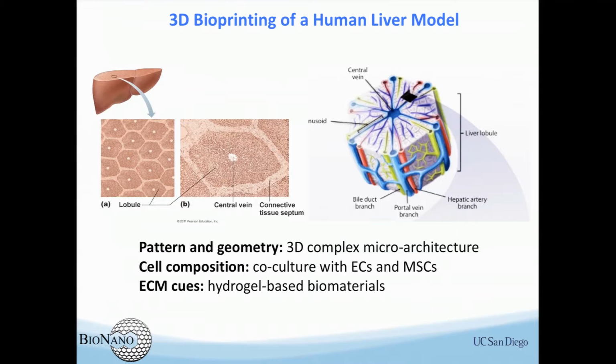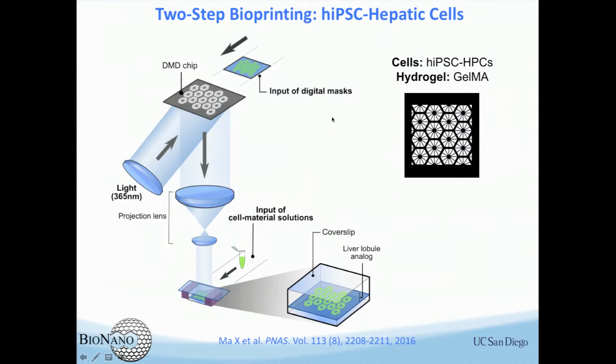So we developed what we call a two-step printing process. The first step is to print the hepatic part, the liver part. We developed this material called gelatin methacrylate. It's a kind of denatured collagen hydrogel that you often see in people's bodies. You can use that and mix it with the cells, in this case human-induced pluripotent stem cells.